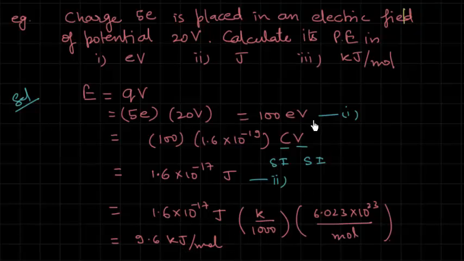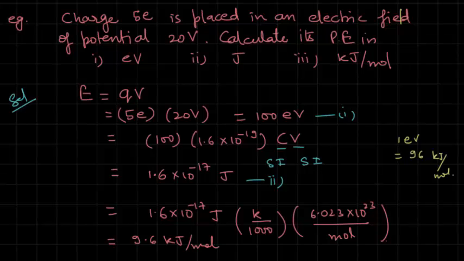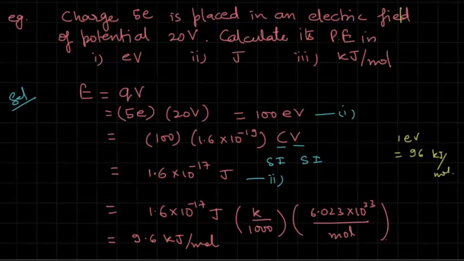So if you remember from the last question, I'm not sure it is recorded or not. Okay, but I'll explain it again in that case if it's not recorded. So from the last question, it was 1 eV is equal to 96 kilojoule per mole. So what we can do is from here directly, instead of eV we can write 96 kilojoule per mole. So this becomes 9.6 into 10 to the power 3 kilojoule per mole. So you can directly get it from here if you remember that 1 eV is equal to 96 kilojoule per mole.